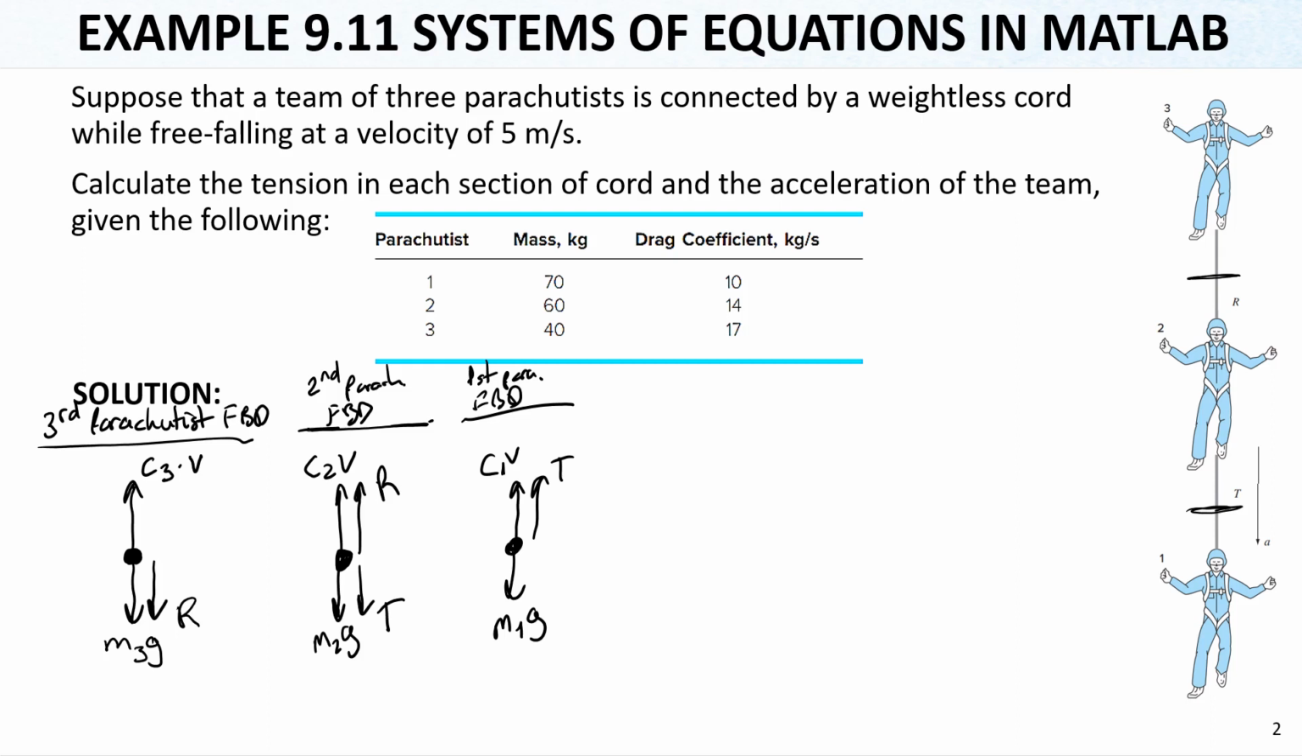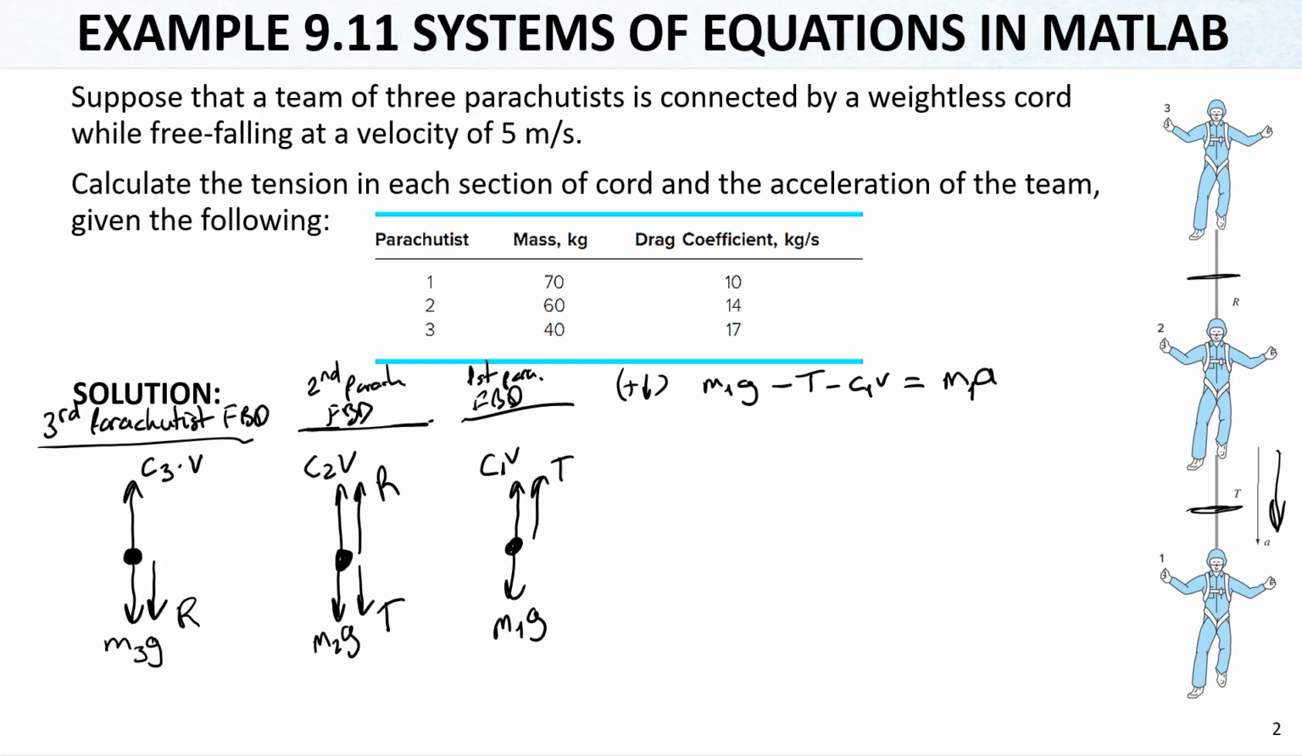First of all, for the first one, we assume that the positive direction is downward. So M1G minus T minus C1V is equivalent to the acceleration, and acceleration is downward as well. That's why it is M times A, and it's downward, that's why it's positive again. So upward directions are negative, downward directions are positive to make these equations.